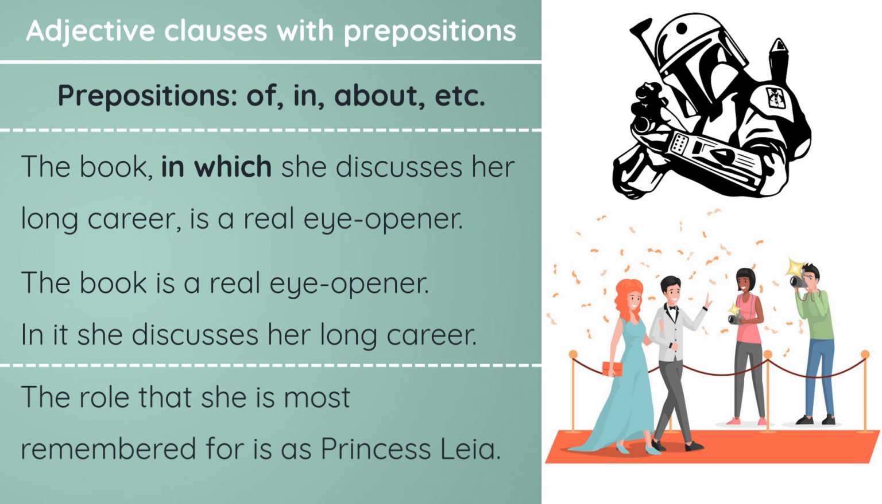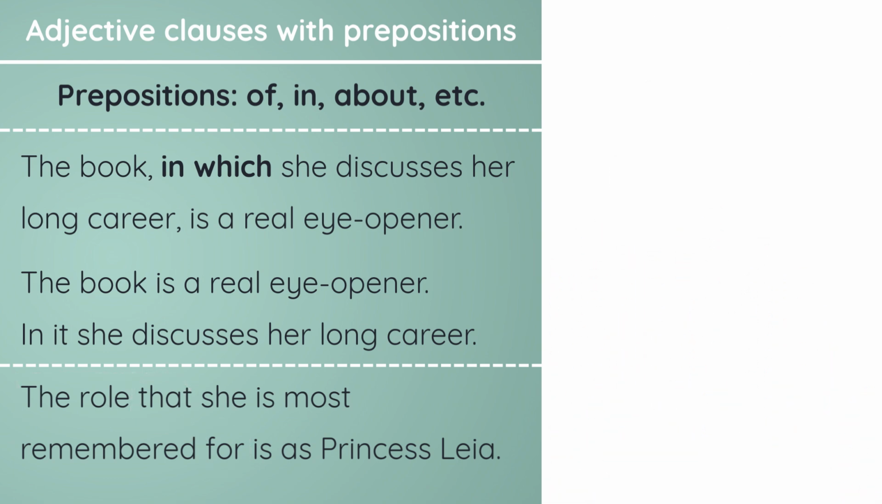Now, what can I recognize here? Here is my relative clause, the role. I'm identifying which role. So she's remembered for the role. Now, if I want to convert this into a prepositional relative clause, I move for here.